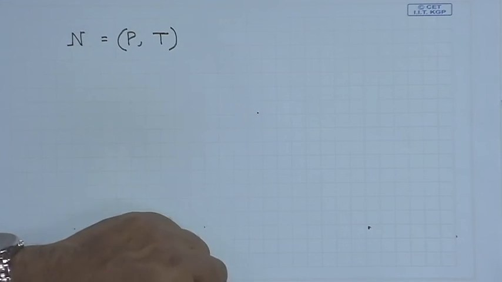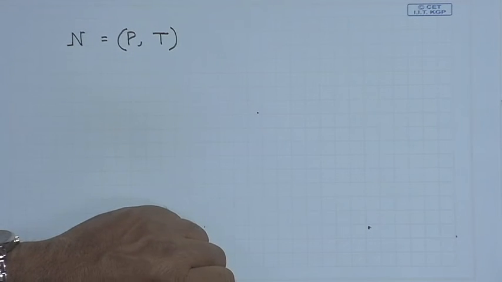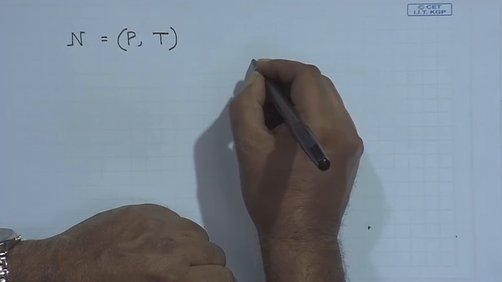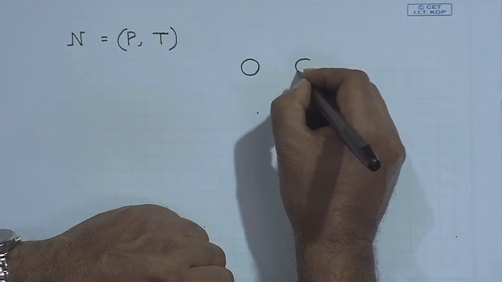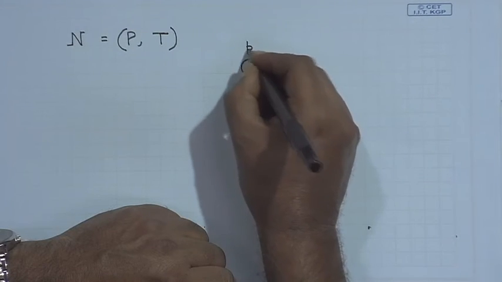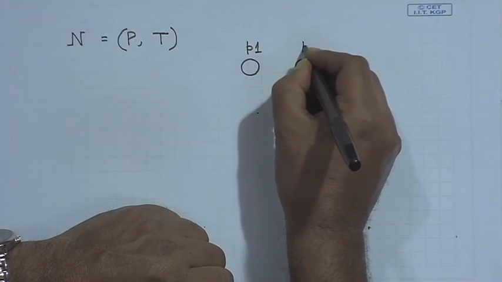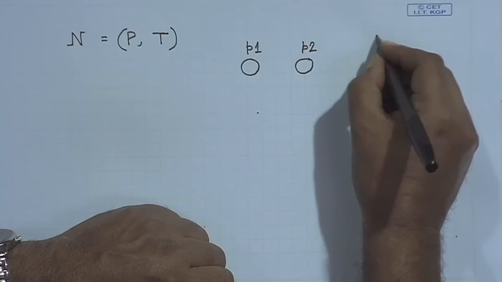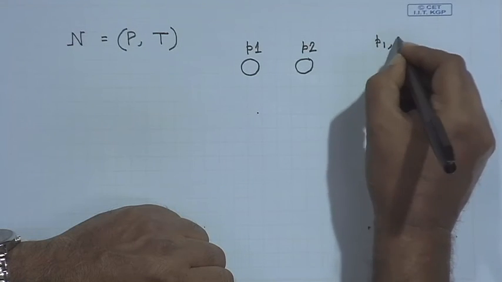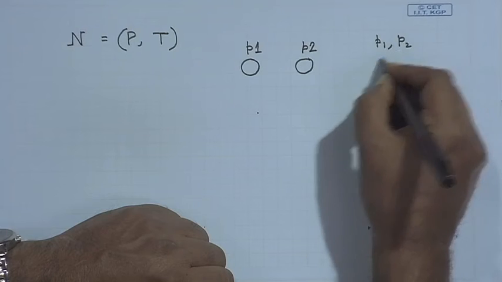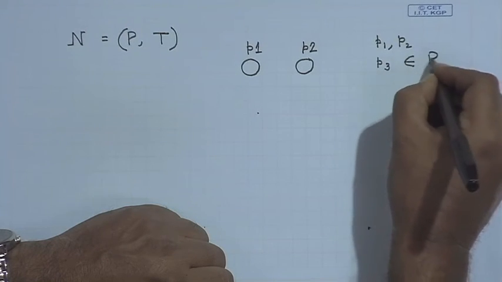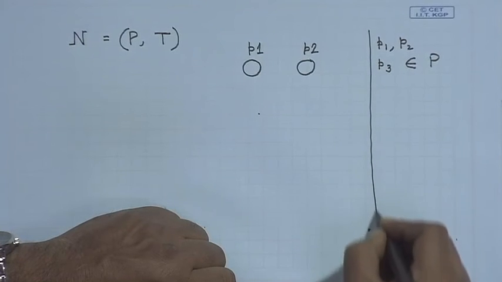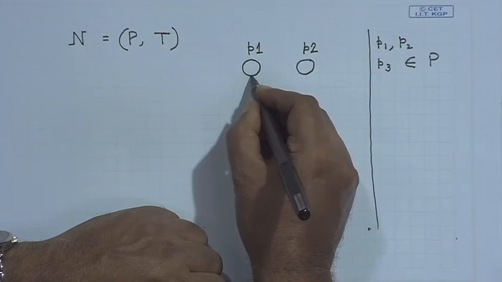All right. There are different forms of Petri nets, but let us start with this, that say for example, these are two places P1 and P2, and maybe P3 also will come, belonging to the set P, all right, and there are some transitions.